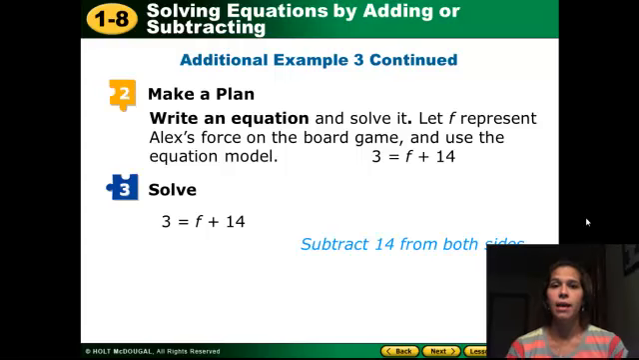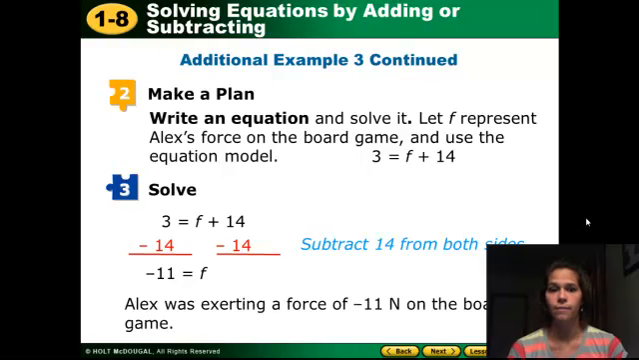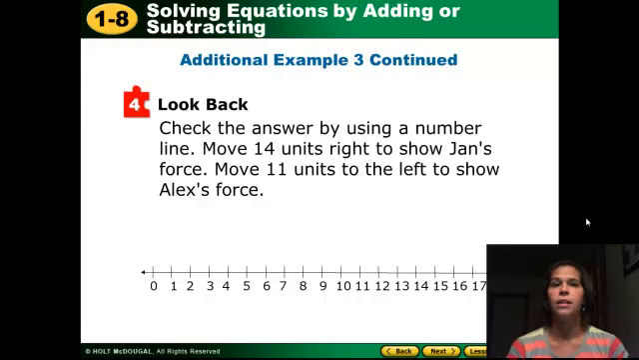So since addition's being used, let's undo that using subtraction. So subtract 14 from both sides of the equal sign. I'm left with negative 11 is equal to the force of Alex. Keep in mind, negative in this case just means that it's a force being pulled from the left. So Alex was exerting a force of negative 11 newtons on the board game. Let's go ahead and check it.